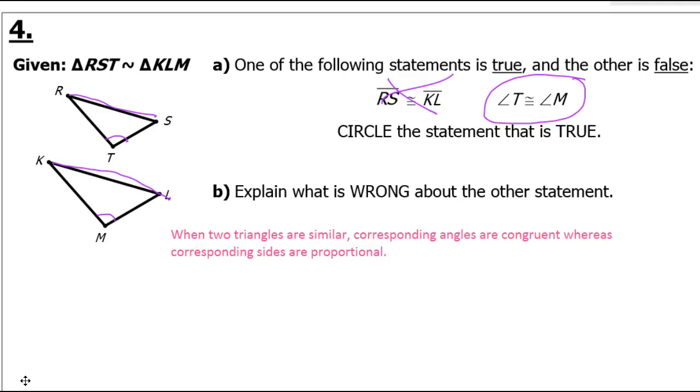Explain what is wrong about the other statement. When two triangles are similar, corresponding angles are congruent, whereas corresponding sides are proportional. So, of course, these corresponding sides, RS and KL, are not congruent. Big triangle, small triangle, they are not congruent. Corresponding sides are proportional. Corresponding angles are congruent. So that's what's wrong with the other statement.